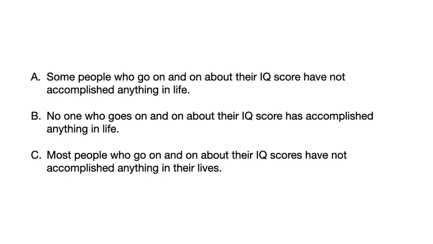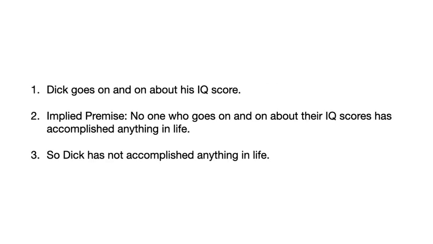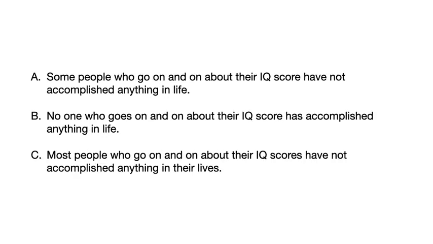Well, which of these do we prefer? Well, this is why filling in missing premises can be hard. I want you guys to notice B provides, when put with 1, more support for the conclusion. He goes on and on about his IQ score. No one who goes on and on about their IQ scores has accomplished anything in life, so Dick has not accomplished anything in life. But do you think B is likely to be true?